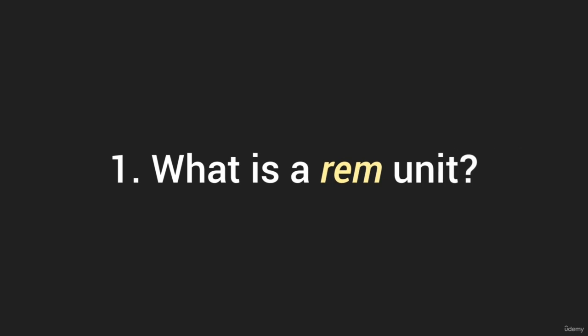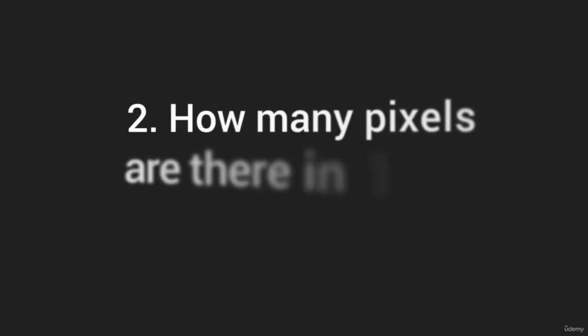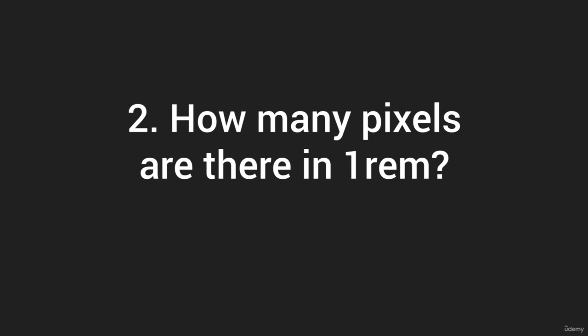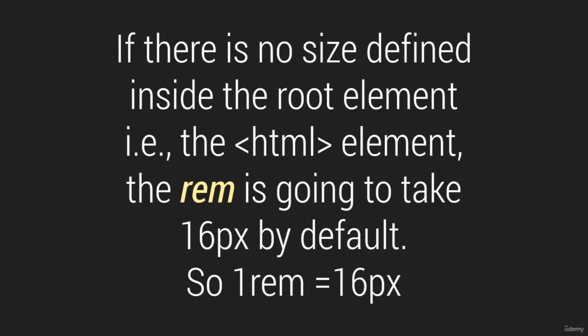So let's talk about the questions. What is a rem unit? The rem is a relative unit which is relative to the root element, that is the HTML, not to its parent element. The next question is, how many pixels are there in one rem? If there is no size defined inside the root element, that is the HTML element, the rem is going to take 16 pixels by default. So one rem equals 16 pixels.